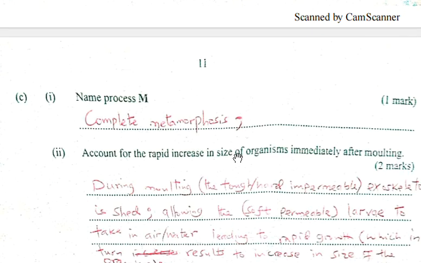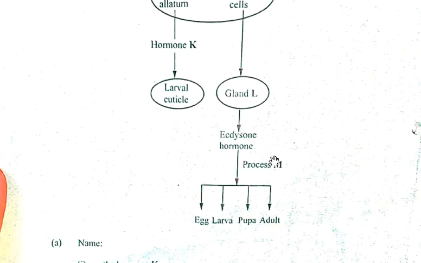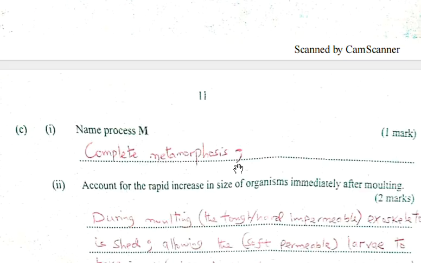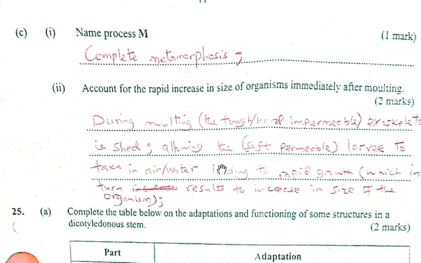Next question. Part C, Roman 1, name process M. Process M here is complete metamorphosis, because you can see we have egg, larva, pupa, and adult. That is complete metamorphosis. Roman 2, account for rapid increase in size of organisms immediately after molting. During molting, the exoskeleton is shed, and thus allows the soft, permeable larva to take in air and water, leading to rapid growth, which in turn results in increase in size of the organism.